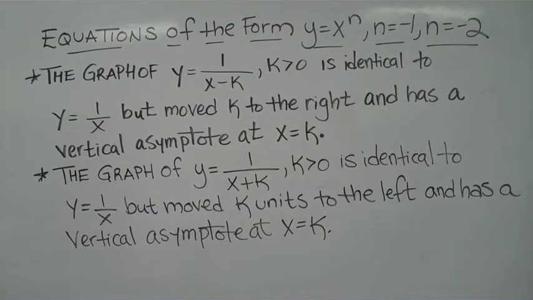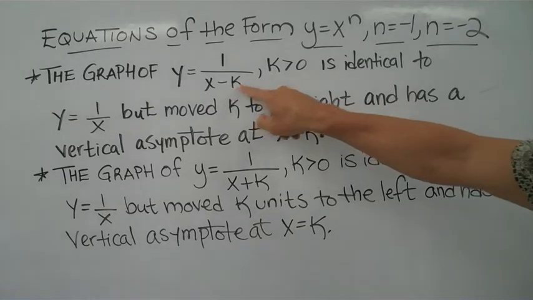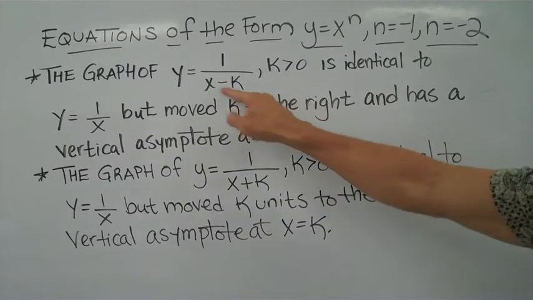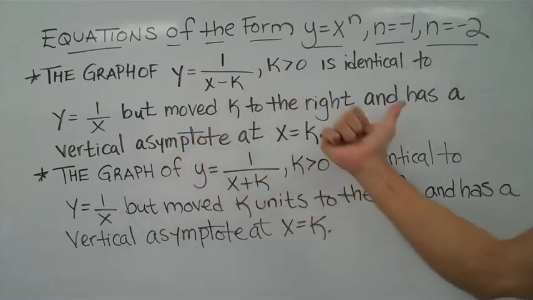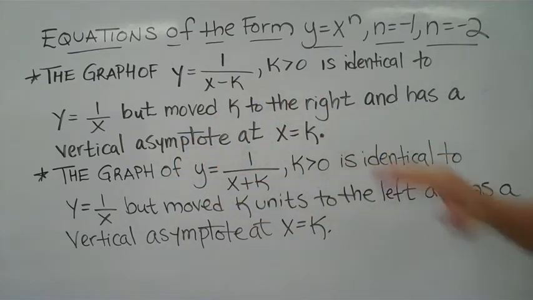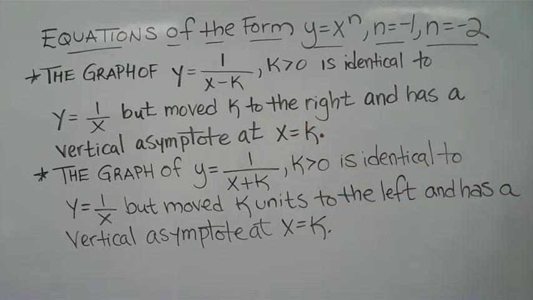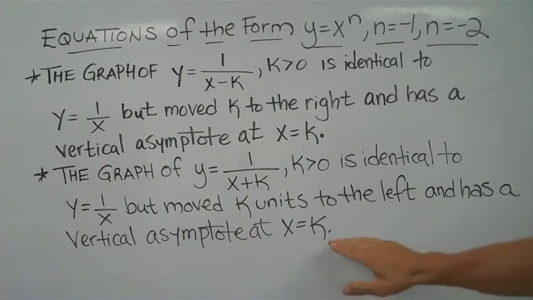The graph of y equals 1 over x minus k, so our difference here is we're subtracting k, where k is greater than 0, is identical to y equals 1 over x, but moved k to the right. Notice it's x minus k, and we're going the opposite of what you think, to the right. So we have a vertical asymptote at x equals k. The graph of y equals 1 over x plus k, where k is greater than 0, is identical to y equals 1 over x, but moved k units to the left. So it's x plus k, and we're moving to the left. And our vertical asymptote is, again, at x equals k.